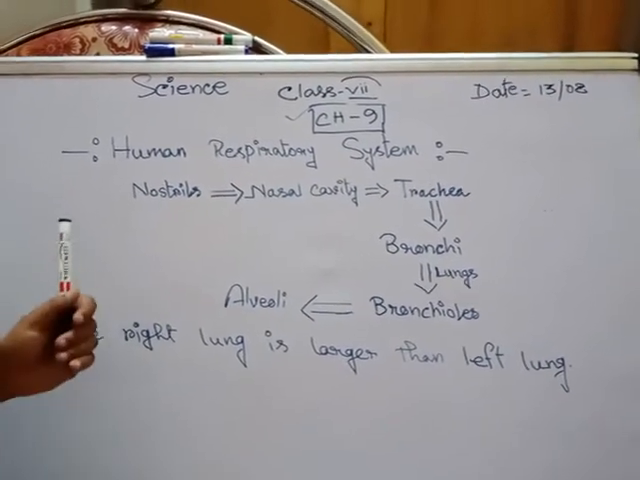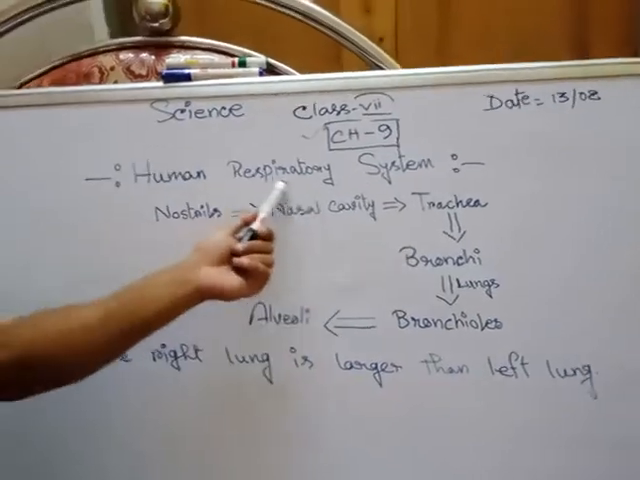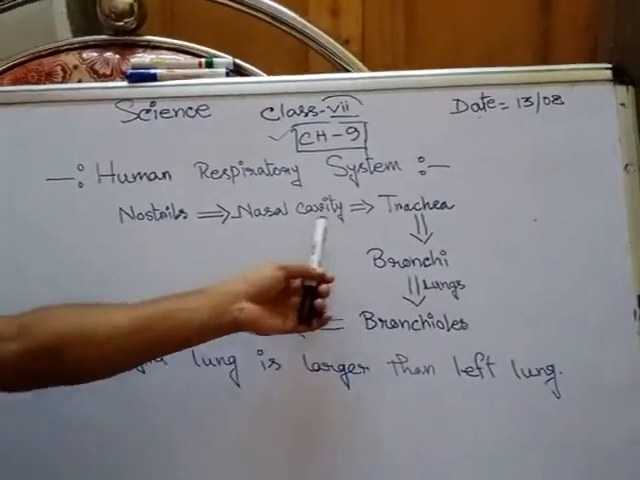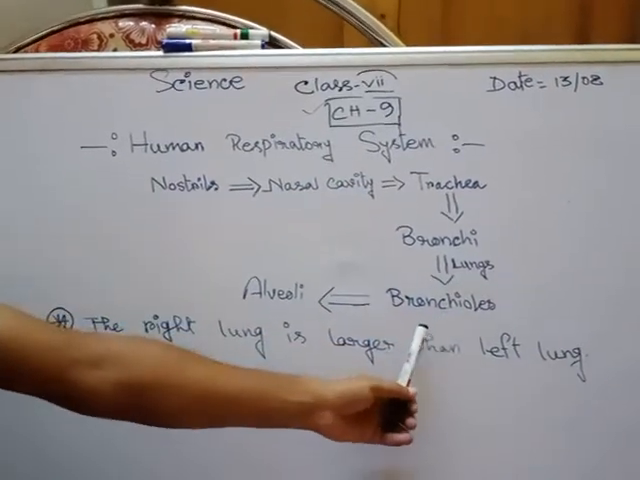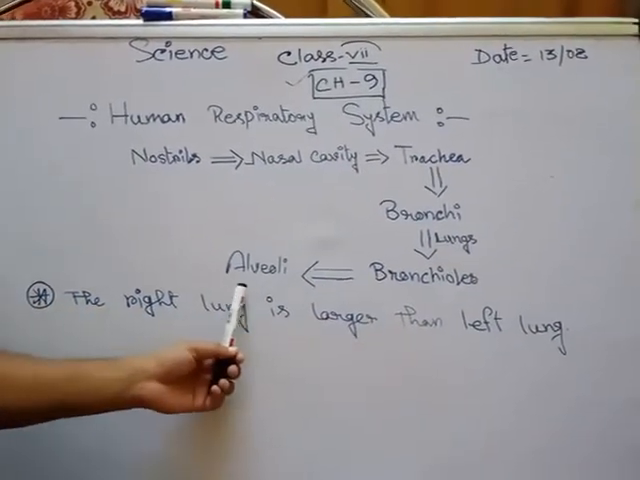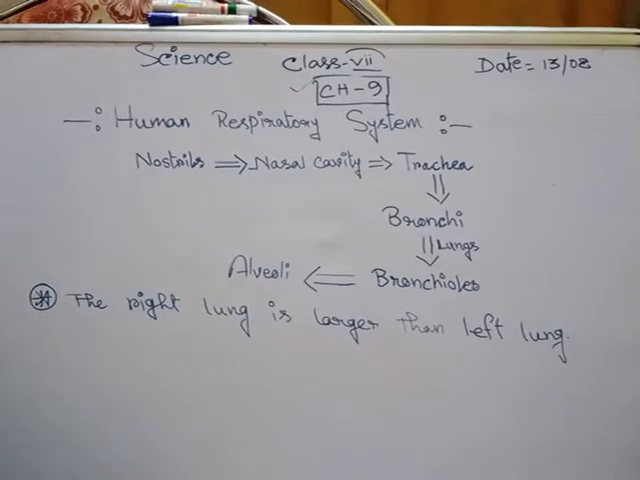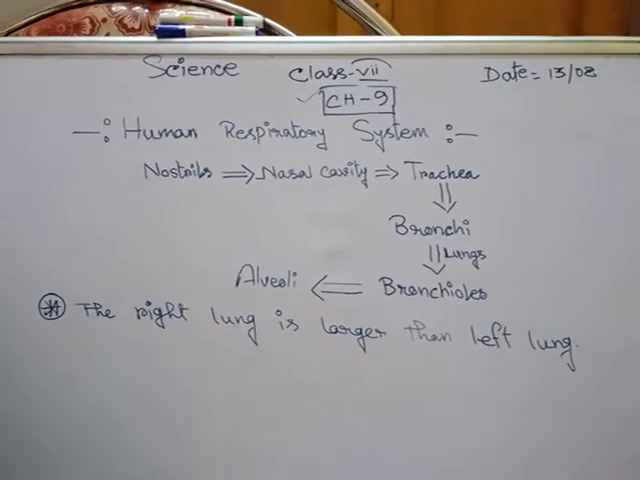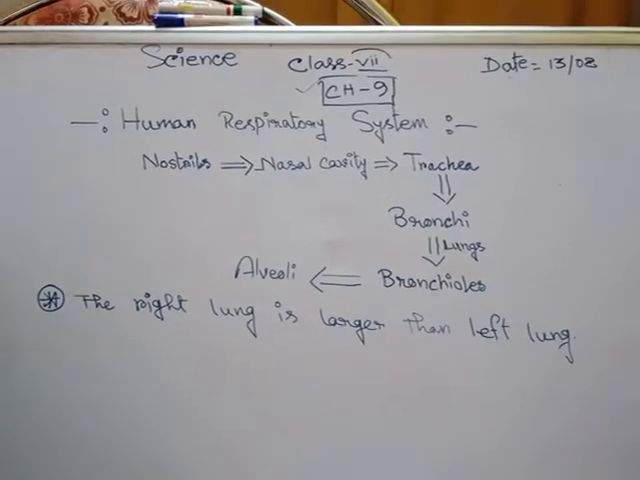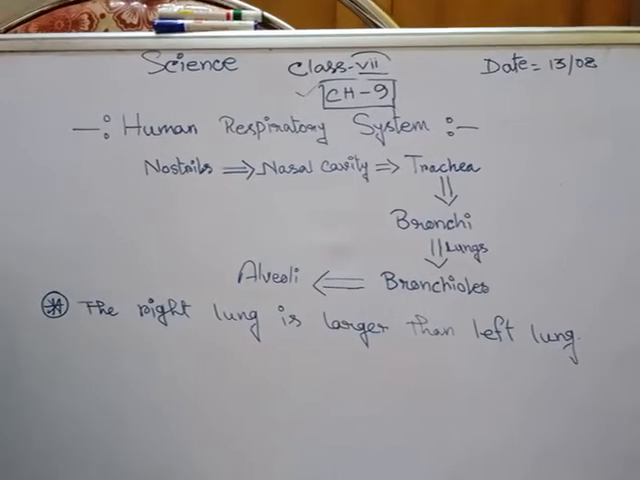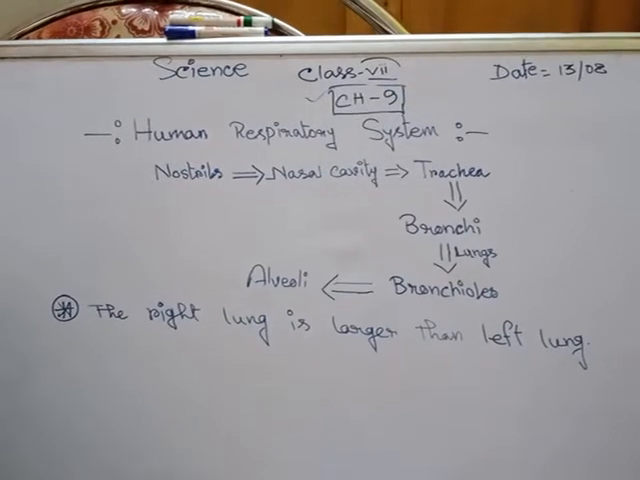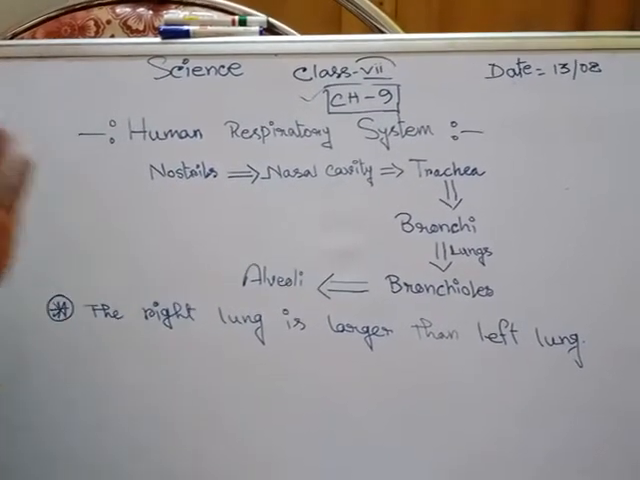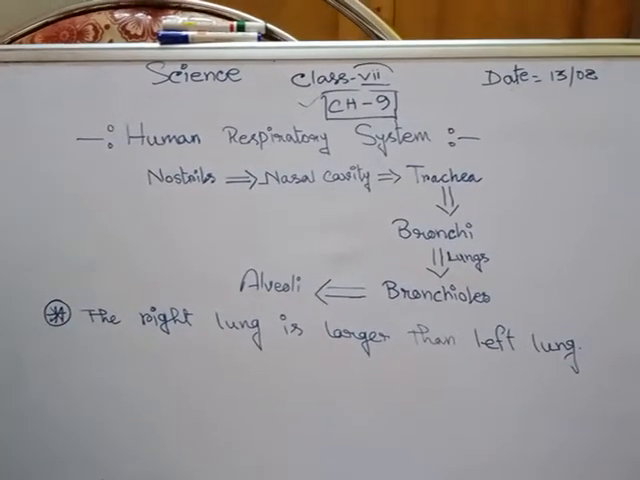At first I will tell you which organs are involved in the respiratory system: nostrils, nasal cavity, trachea, bronchi, lungs, bronchioles and alveoli. These are all, and there are also many helping organs in the respiratory system. Respiration involves exhalation and inhalation.